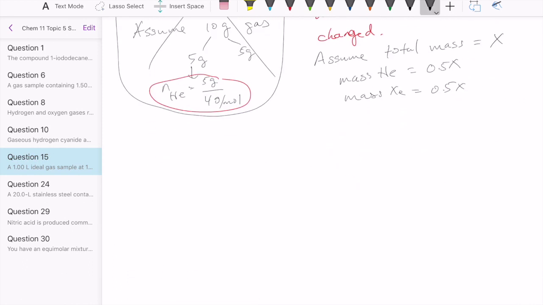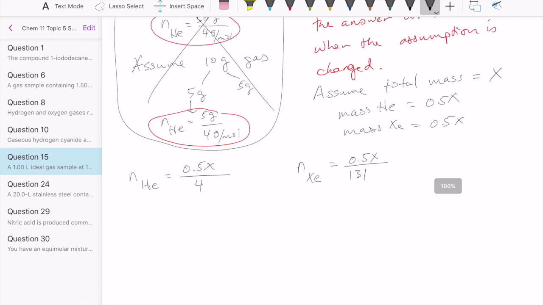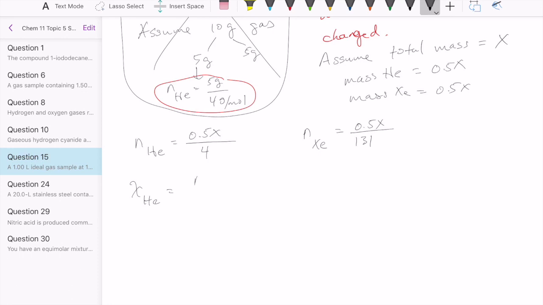Okay, so let's think about what the number of moles would be. The number of moles of helium would then be half x over 4, and then of xenon is going to be half x over 131, which is the molar mass of xenon, okay? And remember, what we said is that we can calculate the pressure of helium if we take the mole fraction of helium times the total pressure. So let's do that. Mole fraction of helium is the number of moles of helium over number of moles of helium plus number of moles of xenon. Number of moles of helium, we just said, is half x over 4. At the bottom is half x over 4, plus the number of moles of xenon, which is half x over 131. See, what I can do here is factor out the half x.